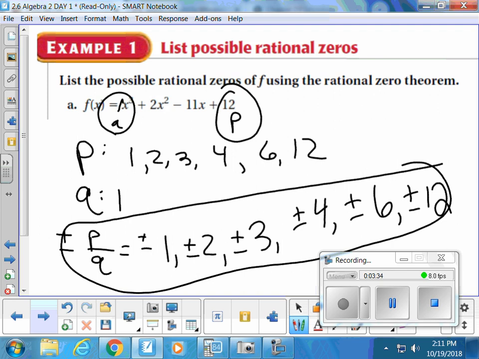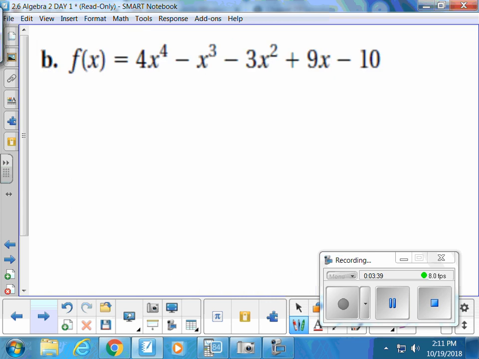Okay. Let's try one more. I'll give some tickets away. Here is our next polynomial. We have the same exact prompt. List out all possible rational solutions.